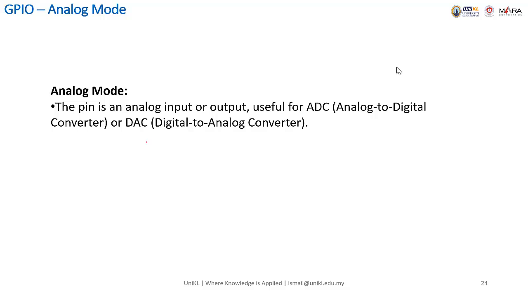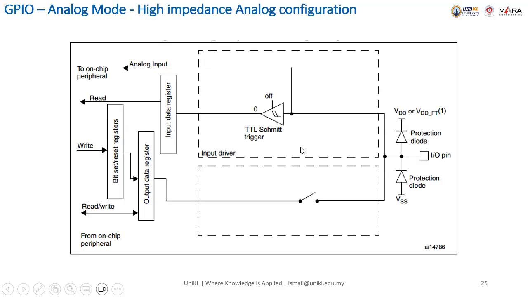Analog, the pin is an analog input or output, useful for ADC, analog to digital converter, or DAC, digital to analog converter. In STM32F401, we don't have DAC. For the STM32L053, we have DAC. Okay, so analog input. Then I don't think that we have analog output, so you can see, yeah, we don't have it.